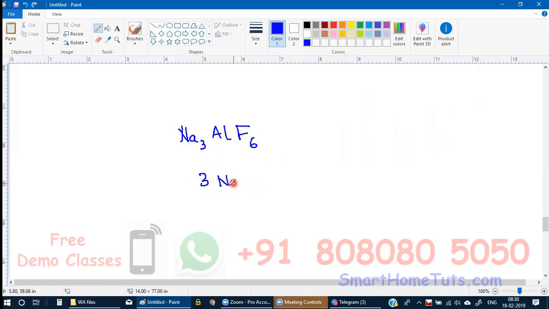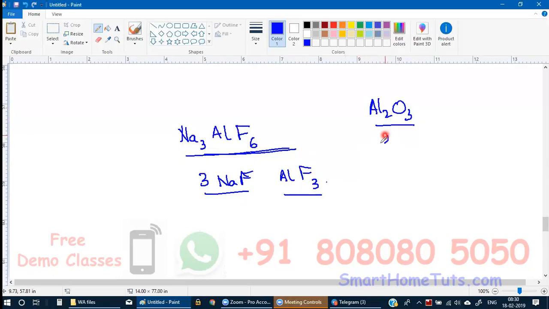Basically it is 3NaF and AlF3. This is cryolite. Why is it added in the electrolysis of aluminium? First, it reduces the melting point of Al2O3 from 2000 degrees Celsius. If this mixture is added, then the melting point is reduced to 1000 degrees Celsius.